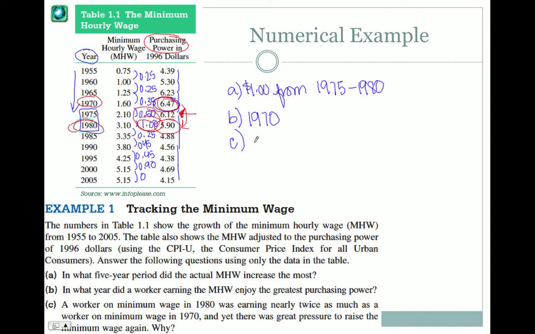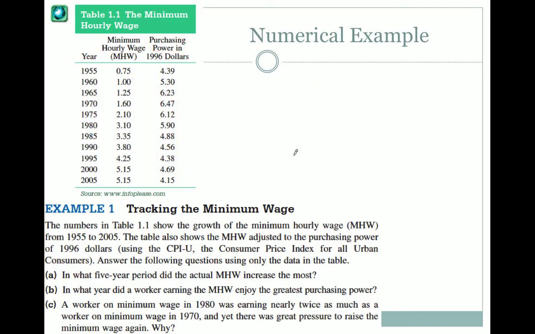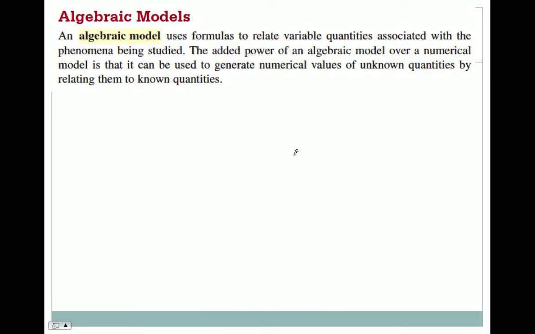So we can essentially see that the purchasing power was dropping, and that's the reason. So something along the lines. So the purchasing power dropped 57 cents in this period. You can see the more exact answer in your book, but okay, let's look at an algebraic model.